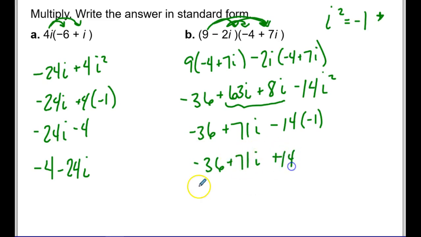plus 14. Well, now I see I have two more terms that I can simplify, so I end up with a negative 22 plus 71i. And I look and make sure that I'm in the correct form where I have my real part first, which I do here. So I can go ahead and move on.